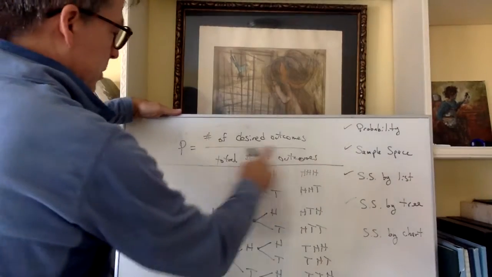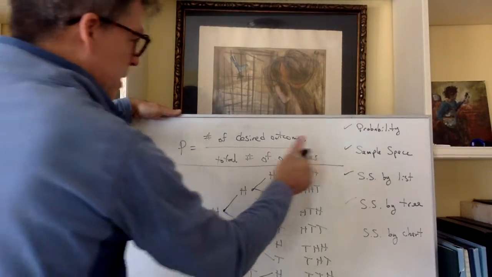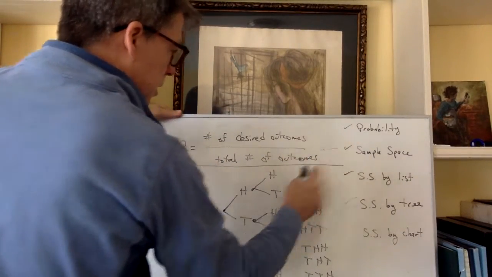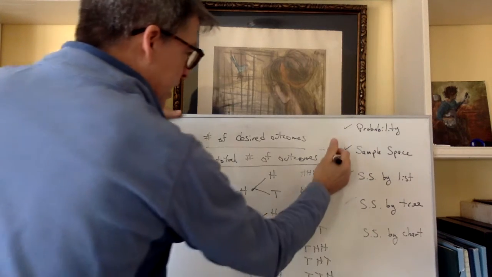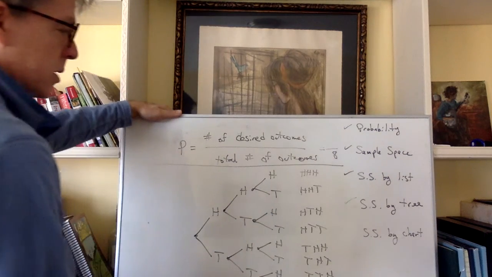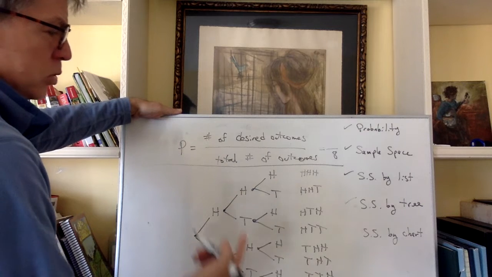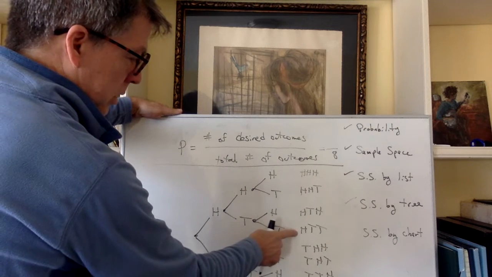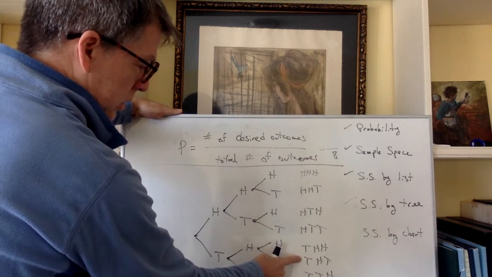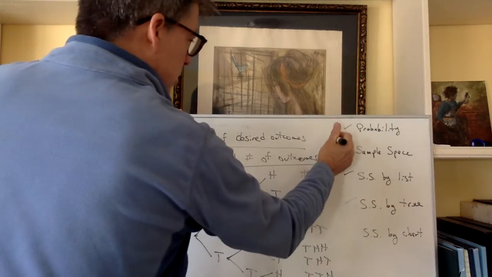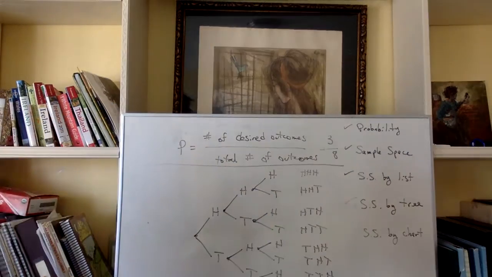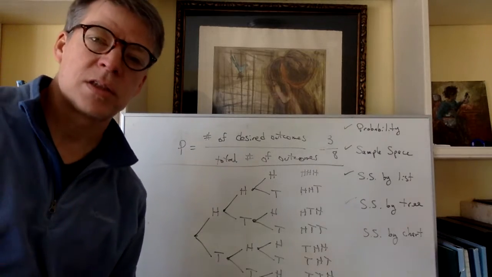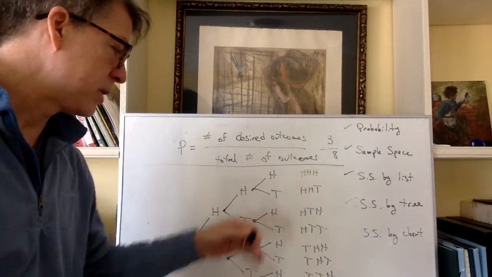Here's my probability formula. So what's the total number of outcomes? 1, 2, 3, 4, 5, 6, 7, 8. There are 8 total possible outcomes when you flip a coin 3 times. How many of them have exactly 2 tails? 1, 2, and 3. So you know your probability for that is 3/8. Okay, so that's how you use the sample space for probability.